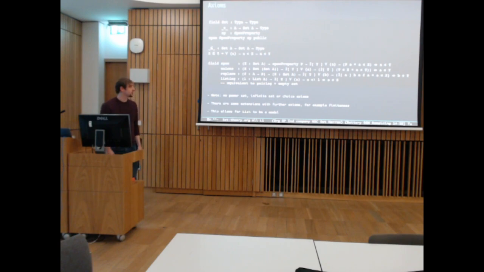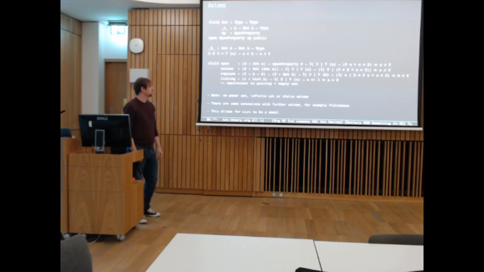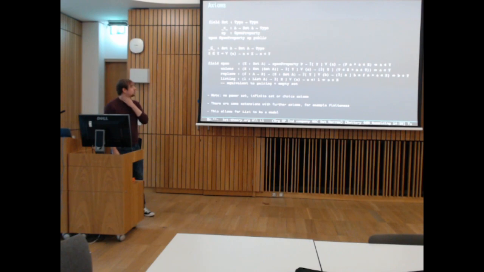Yes, so these are the basic axioms that I'm using generally, and those are inspired by the classic ZF axioms. There are two key differences here, and the first one is already in the first line. So this is a record.